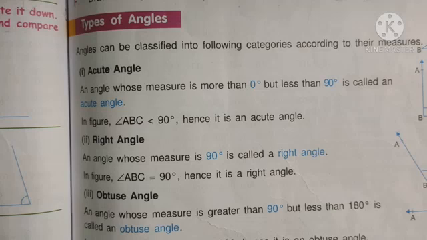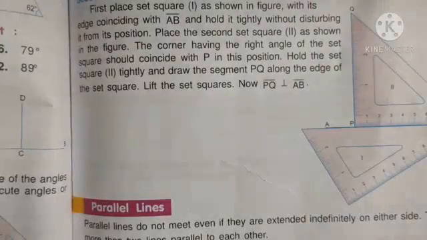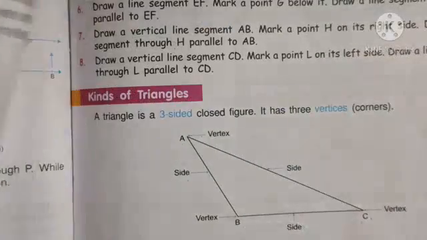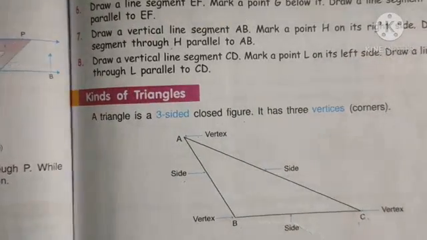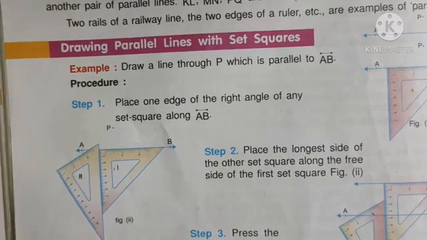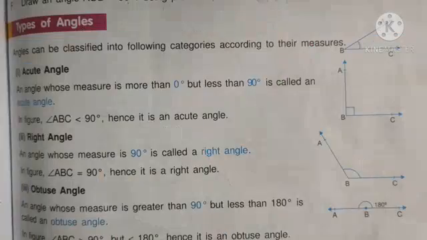In the previous class, we have completed till exercise 6E. In today's class, we will learn about types of angles, then perpendicular lines, parallel lines, then drawing parallel lines with set squares. So let's begin the class.